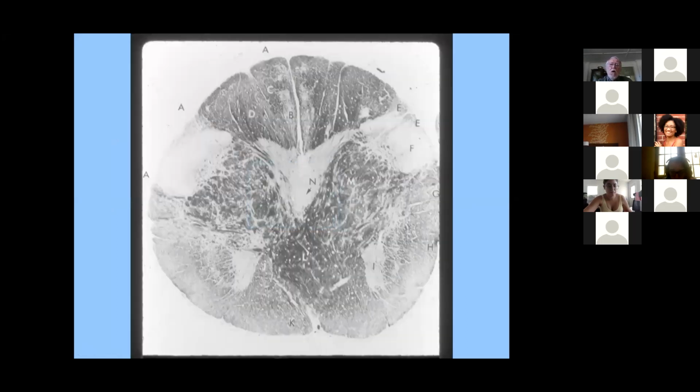So here we go. Here, again, is a Weigert stain. And what you can basically see here is a very nice dorsomedial septum. You see the dorsolateral septi. And then labeled by the letter C is the fasciculus gracilis.